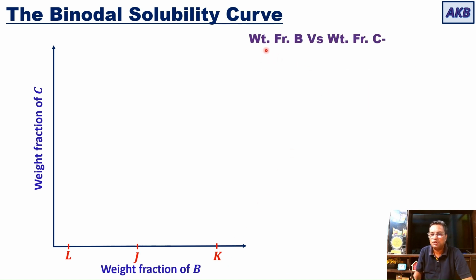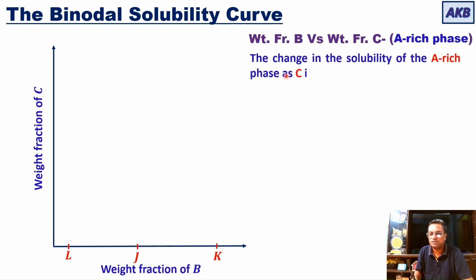Now if you go on plotting weight fraction of B versus weight fraction of C in the A rich phase, remember I had shown the data will be in this form. Let me draw over here. So you have data for A rich phase and then data for the B rich phase. And if you plot data for the A rich phase, where you are plotting weight fraction of B against weight fraction of C, this plot is going to tell you how the solubility of A rich phase changes if you add C to that mixture.